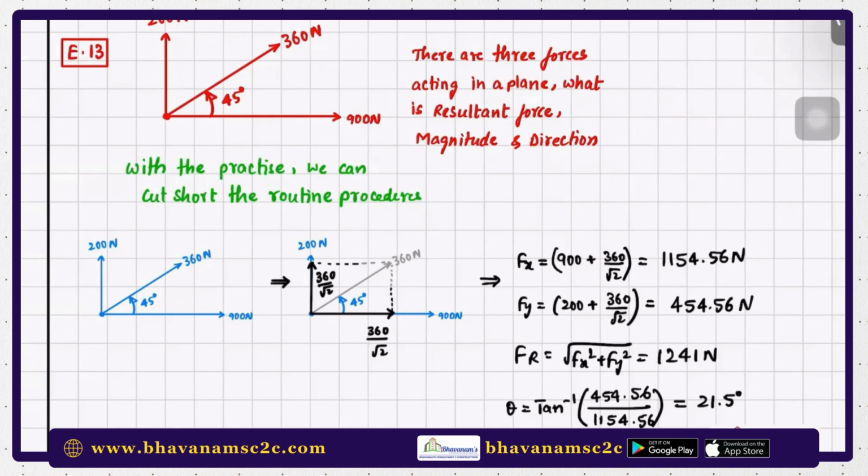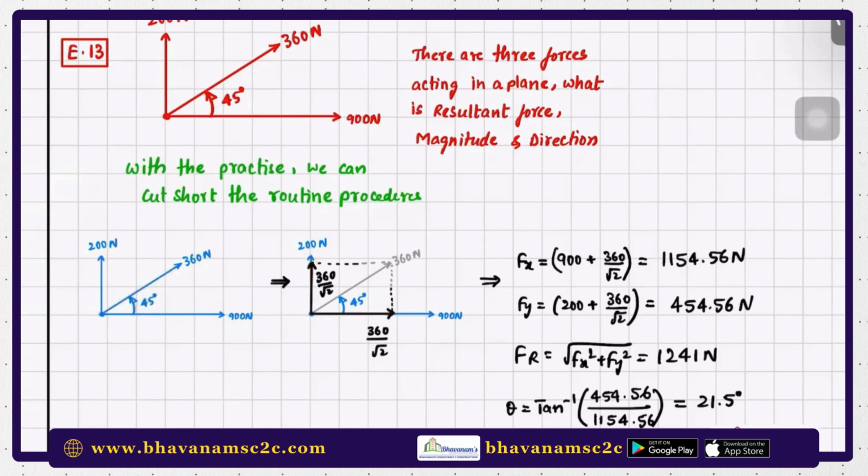But if you want to avoid all the standard procedures and start doing shortcuts, with practice we can cut short the routine procedures. So how to do this? Simply, you can convert this bigger problem into a simpler problem. Like if there are 3 vectors here, you can convert it into simply 2 vectors. How? We can convert this 360 newtons into the components of x and y first.